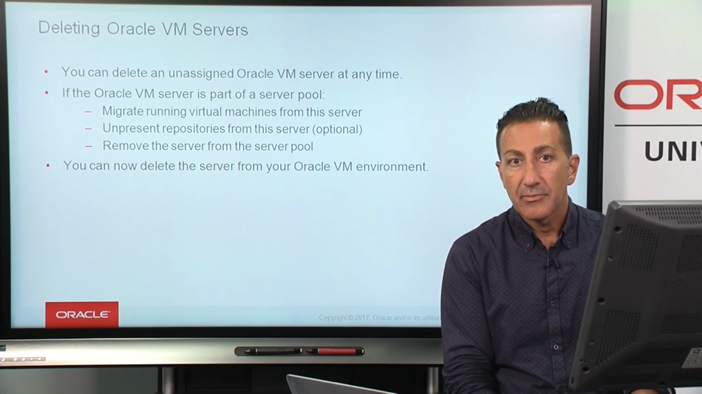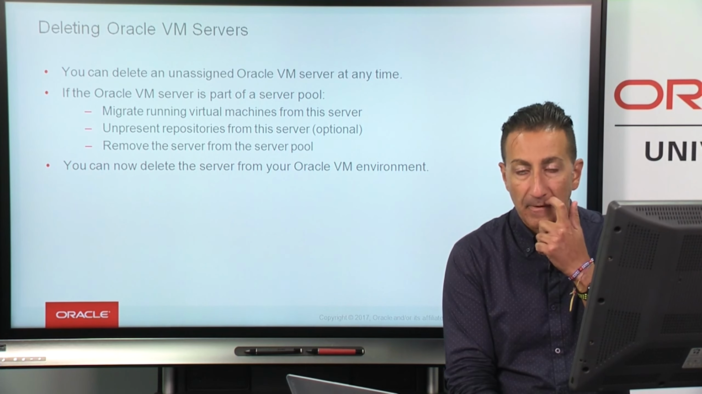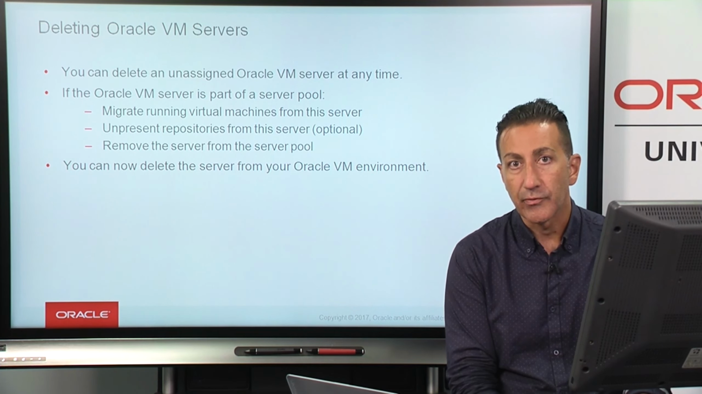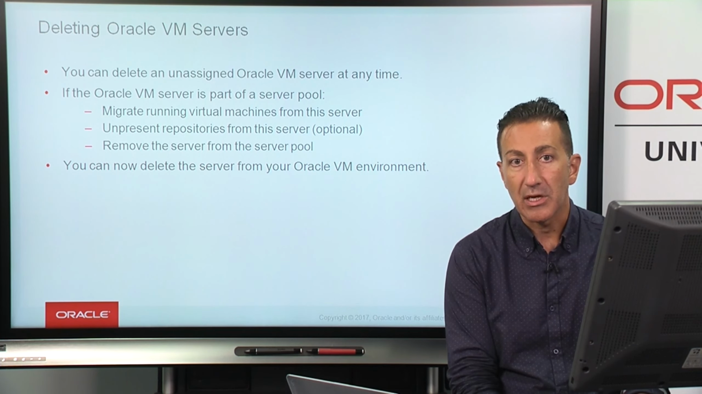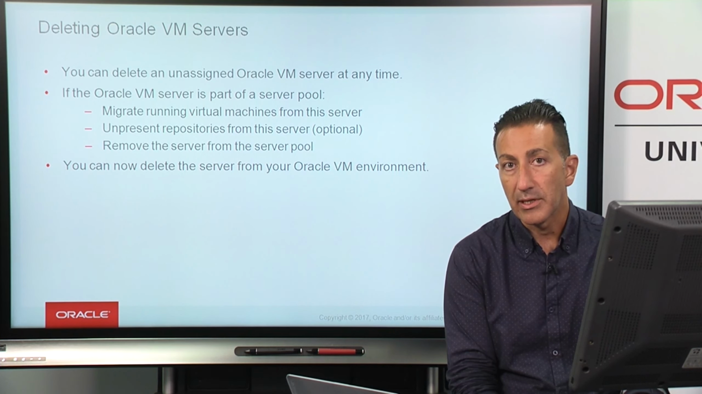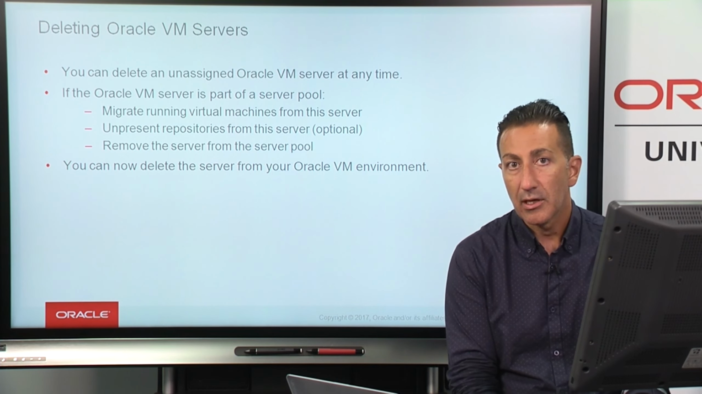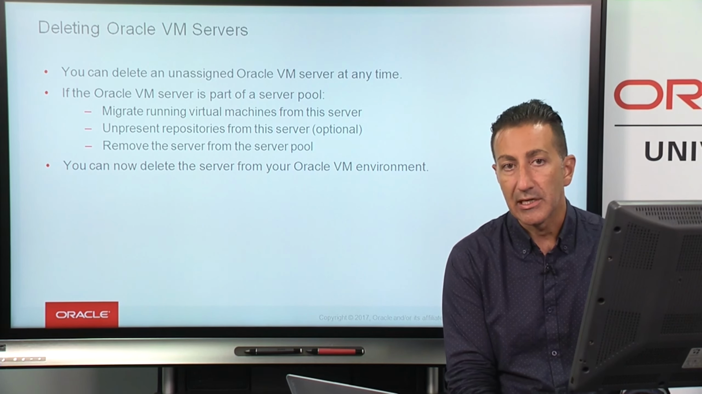Well, deleting Oracle VM servers: you can delete an unassigned Oracle VM server at any time. So you first need to guarantee that you release the ownership to be able to delete. In addition, if the Oracle VM server is part of a server pool, you first need to migrate all the running virtual machines to another server. You need to unpresent the repositories for this server. This is optional, and usually it is completed at the time you try to delete the VM server, but if you do it before, you will help the delete operation.